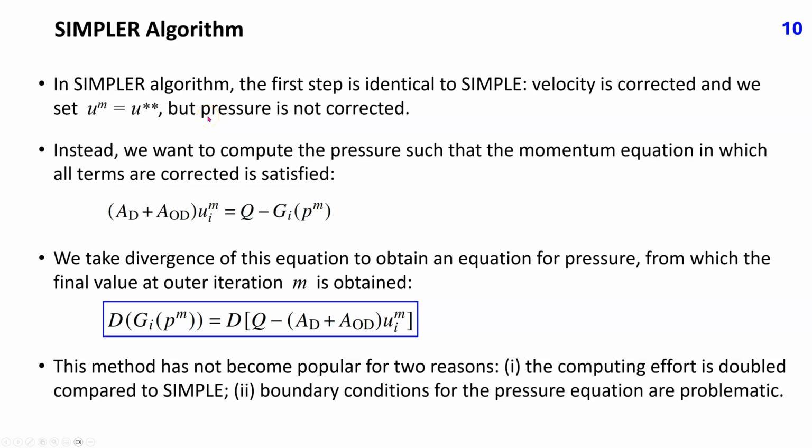In the SIMPLER algorithm, the first step is identical to SIMPLE. Velocity is corrected and we set u^m equal to u2 star, but we do not correct the pressure with the computed pressure correction. Instead, we want to compute the pressure such that the momentum equation in which all terms are corrected is satisfied. We take the divergence of this equation to obtain a Poisson equation for pressure, from which the final value of pressure at outer iteration m is obtained.